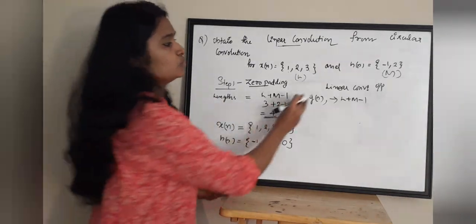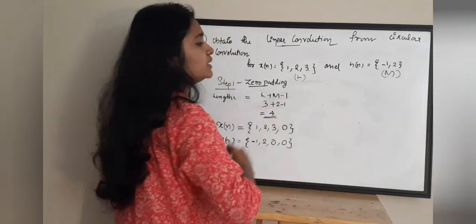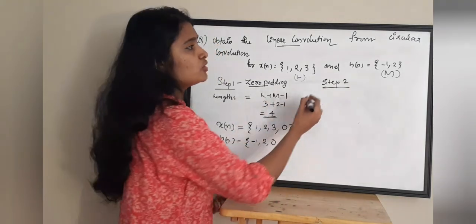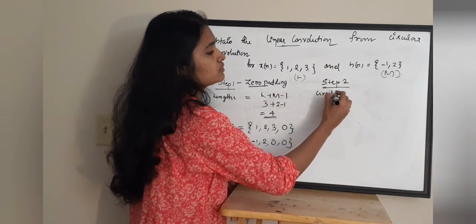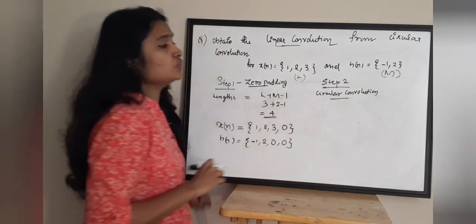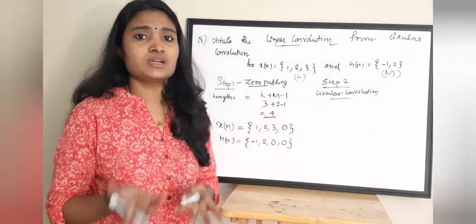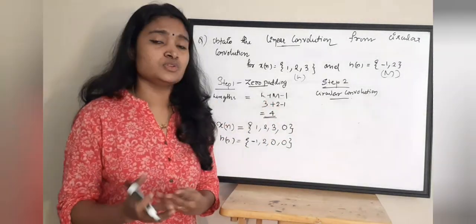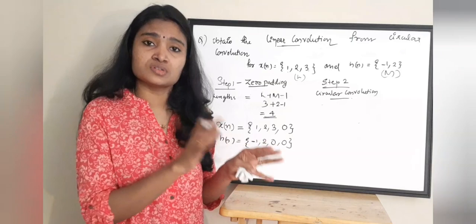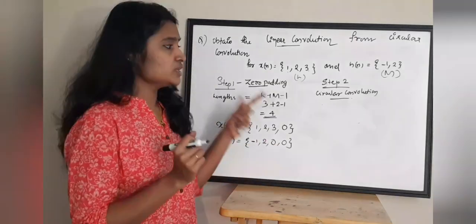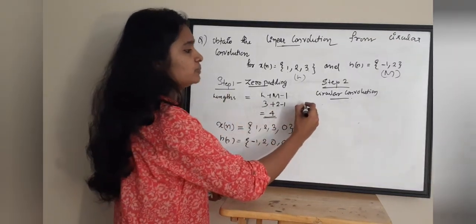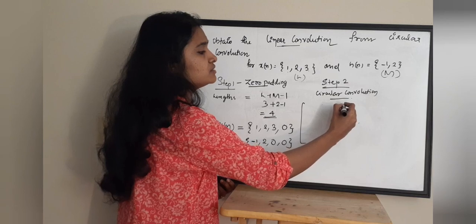Now in step 2, I am going to perform circular convolution. So for performing circular convolution, you have two methods. That is concentric circle method and matrix method. You don't have to go for concentric circle method because it is a lengthy process. You can go for matrix method, which is a simple process. So in step 2, I am going to perform matrix method circular convolution.